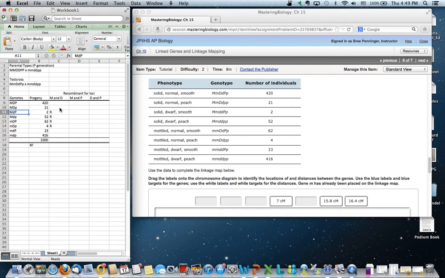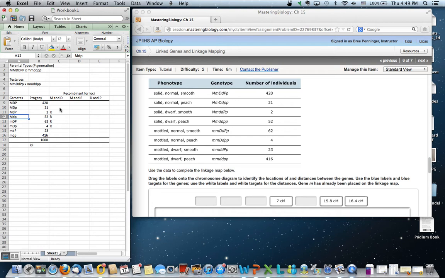We have a parent that's mottled and tall, and a parent that is solid and tall. And then we have a mottled and dwarf, but we don't have one that's solid and dwarf, if that makes any sense. Okay, so that's how we determine.